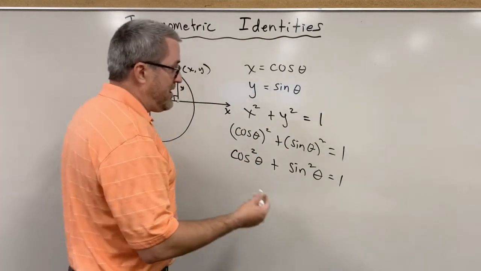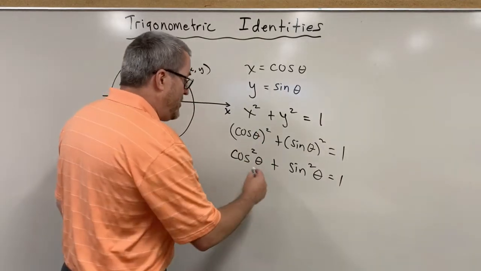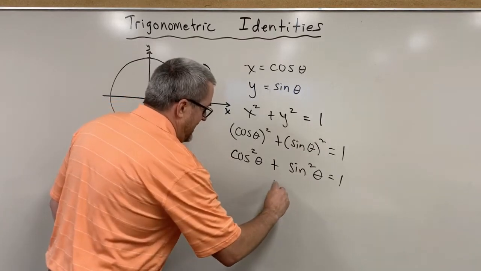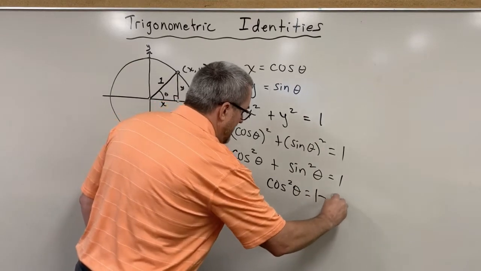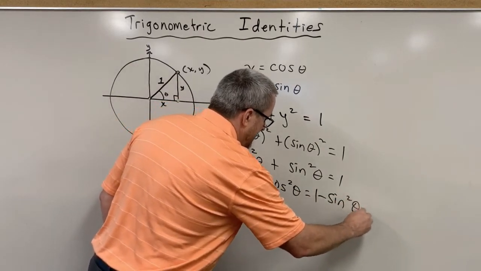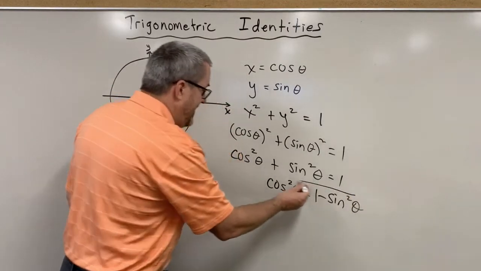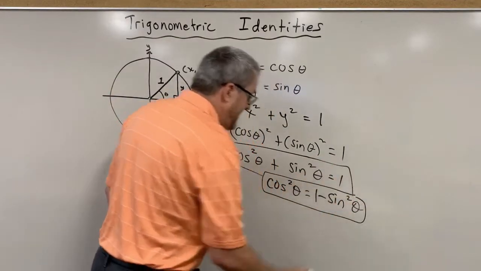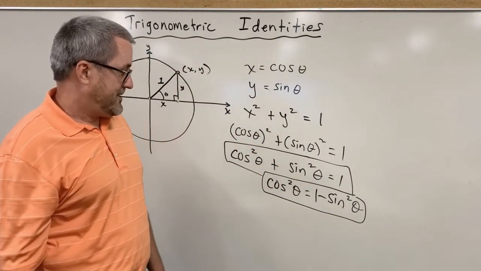Now, what's going to be useful to us is different manipulations of this. For example, you might just do some algebraic things here, like the cosine squared of theta is equal to 1 minus sine squared of theta. Notice if you just subtract sine squared from both sides, we get another identity that might be useful to us. So here's a couple of identities that we would maybe use in some future mathematics.